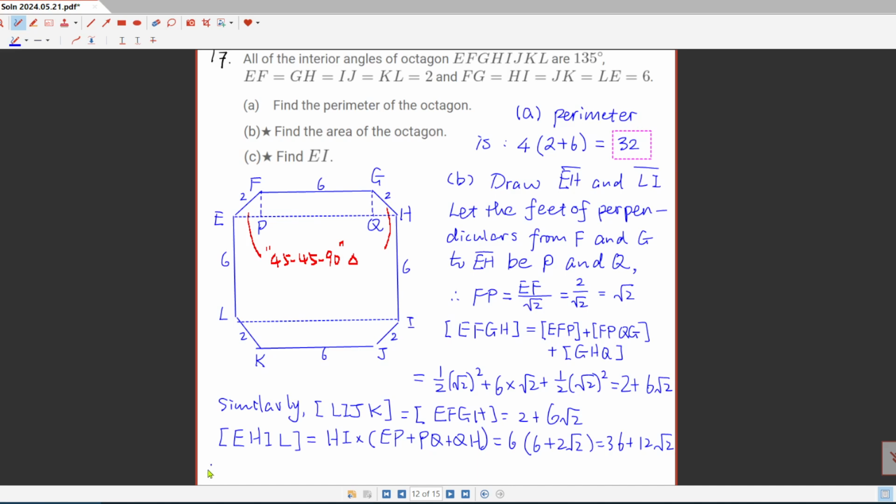right? Therefore, we know the area of the whole octagon EFGHIJKL is the sum of the three regions, which is EFGH plus HILE plus area of IJKL. And eventually that gives us 40 plus 24 square root 2, right?